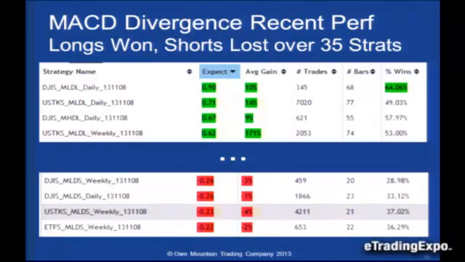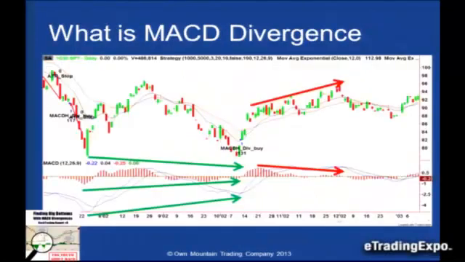The question is, what is the definition of negative divergence? Let me flip back here to when the price makes a higher high and the MACD lines make a lower high, or the MACD histogram making a lower high. That's what I call a negative divergence. I call that a positive divergence.